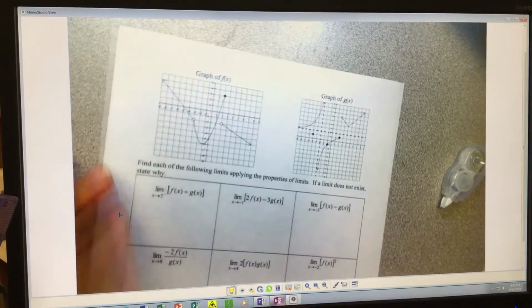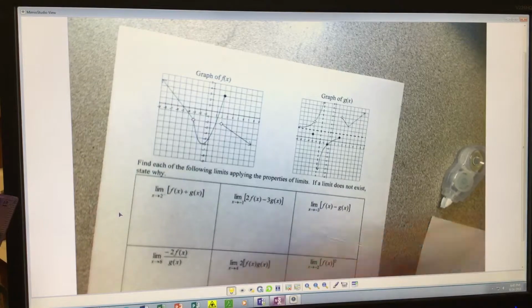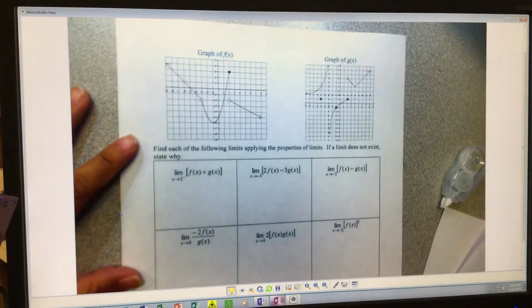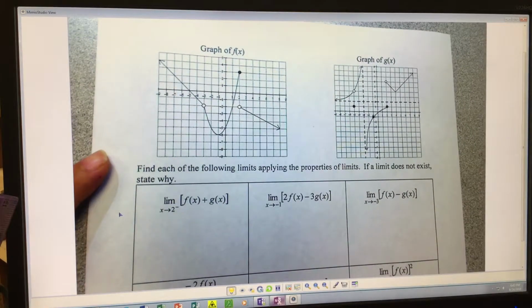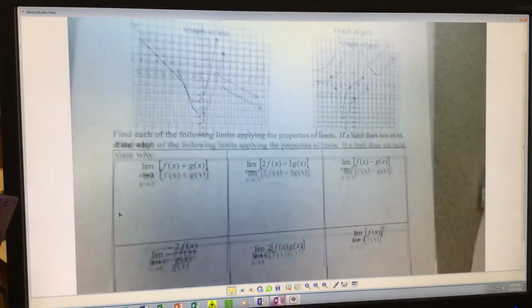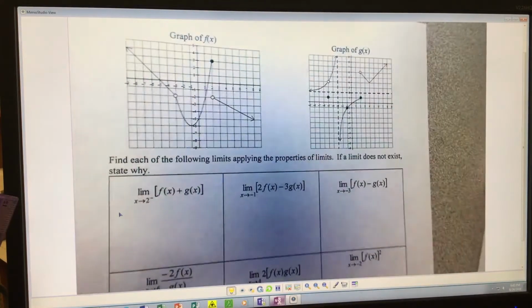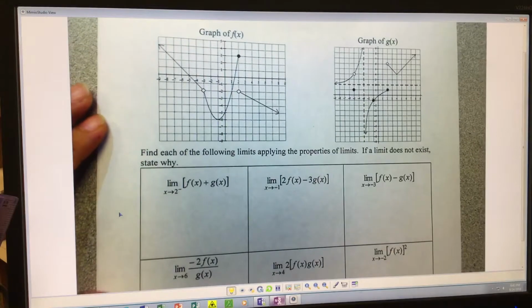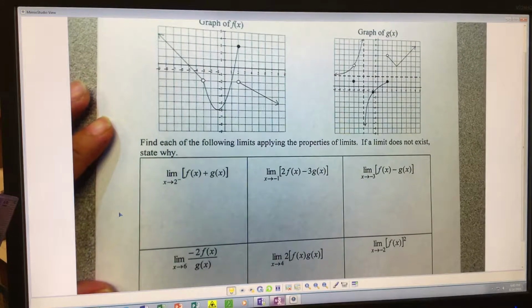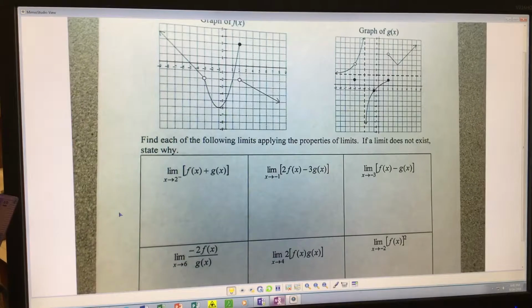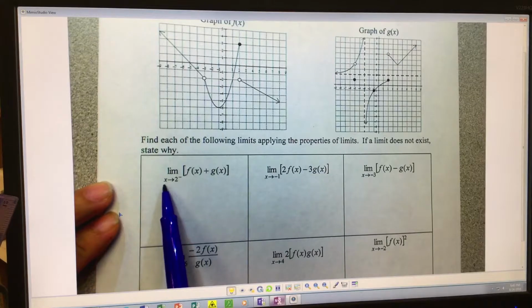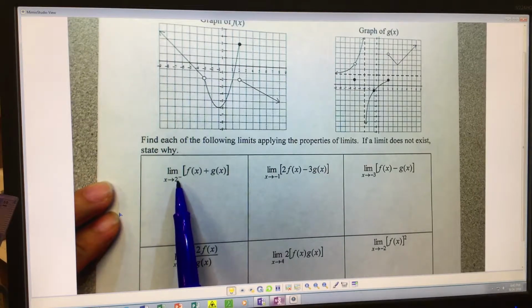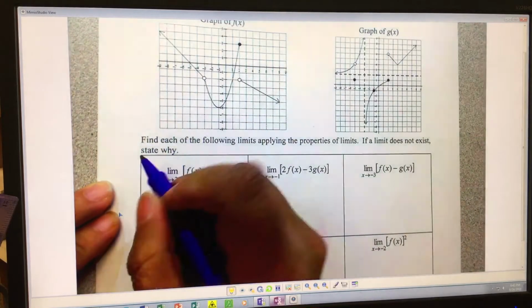Let's look at these graphs and then use those functions that we've learned on that previous page. So here we have two graphs. We have the graph of f of x and the graph of g of x. And we're going to use the properties of limits to help us establish what these limits are. All right, so it says the limit as x approaches 2 from the left of f of x plus g of x.